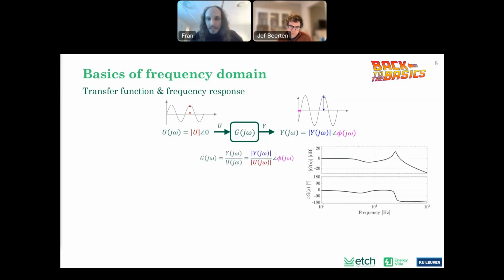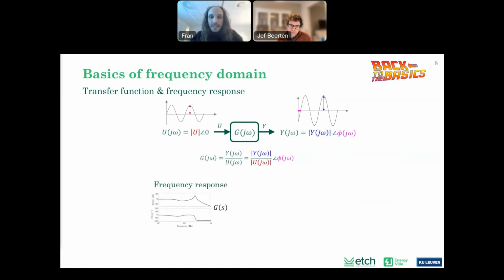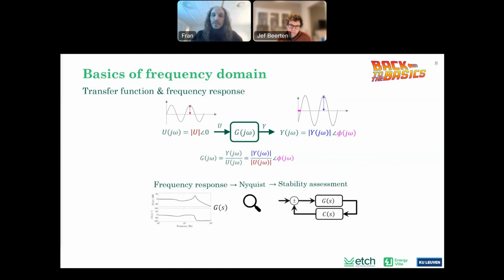So basically, it's just the ratio, the transfer function between input and output, that will give us a magnitude amplification or attenuation and a phase shift with respect to this input at every frequency. Now, this is the key component, because thanks to this frequency response, we can apply Nyquist to determine the stability of the closed loop system, and also we can compute other interesting properties of the system from its frequency response.